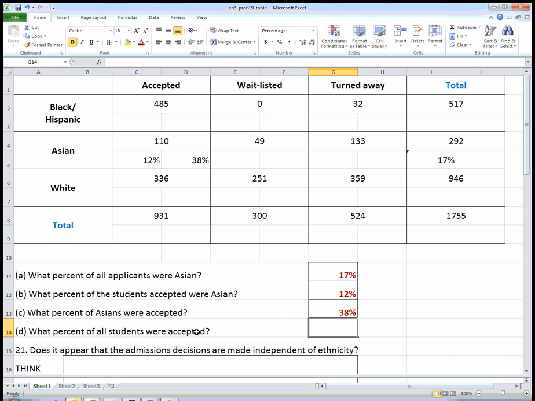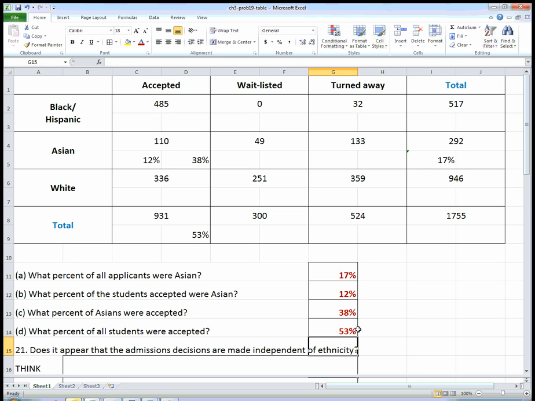What percent of all students were accepted? Here's the all, here's accepted. So that's a row percentage, the 931 over the 1755. I'm going to put that here, equals 931 divided by 1755. Now, to answer this question, all you really need to do is do these calculations. You don't need to put this in Excel to use the technology, but I figured I'd show it since I'm doing it on the computer anyway. And then I'm going to just copy that, or refer to that right there.